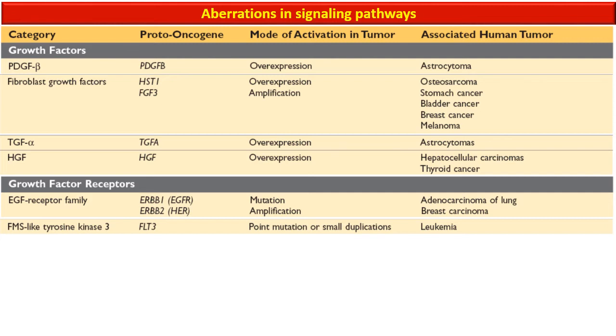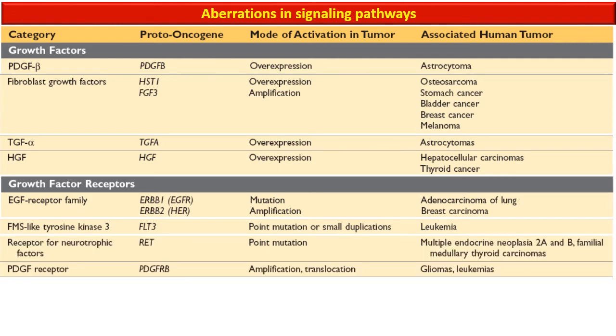FMS like tyrosine kinase 3 receptor, that is receptor for macrophage colony stimulating factor, shows point mutation or small duplication and is associated with leukemias. Receptor for neurotrophic factors, the proto-oncogene is RET, and it shows point mutation in multiple endocrine neoplasia 2A and 2B and familial medullary thyroid carcinoma.